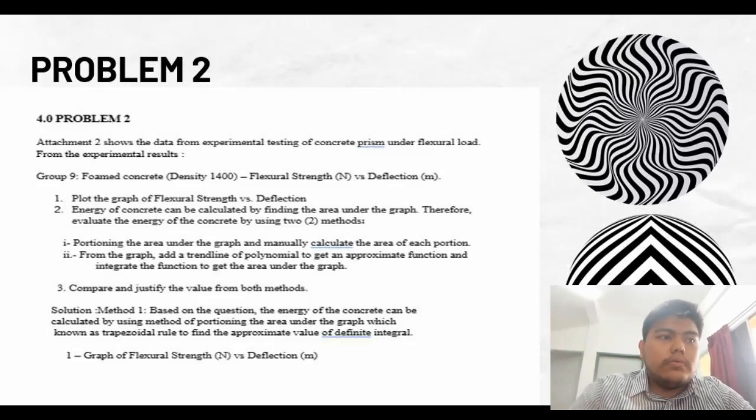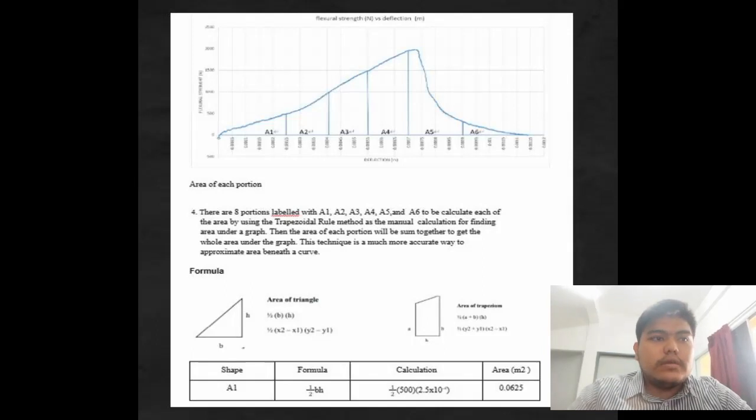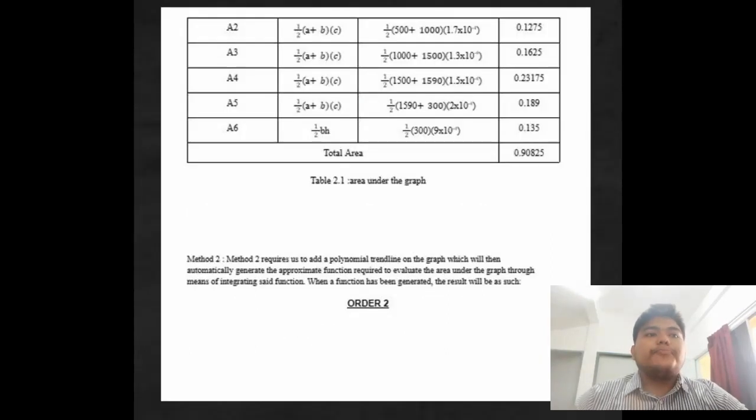In this problem 2, we have to plot the graph of flexural strength against deflection, and the energy of the concrete can be calculated by finding the area under the graph. In method 1, we plot the graph of flexural strength against deflection, in units of Newton against meter. We divide the area into 6 portions, A1, A2, A3, A4, A5 and A6, and we calculate using trapezoids and triangles by sides.